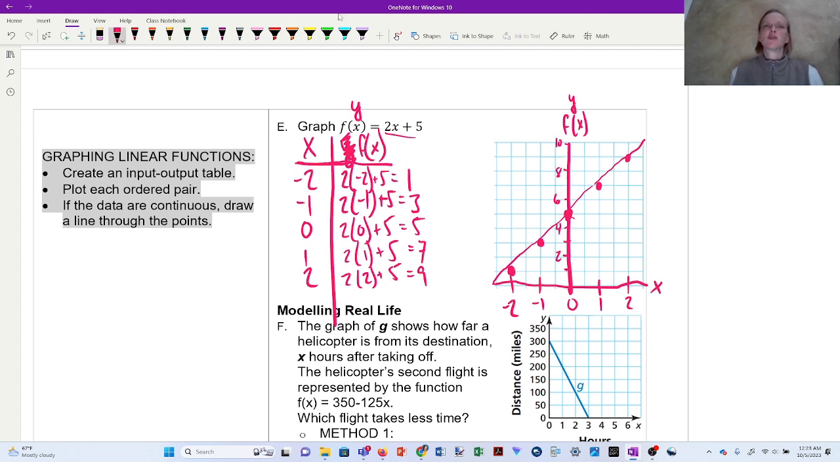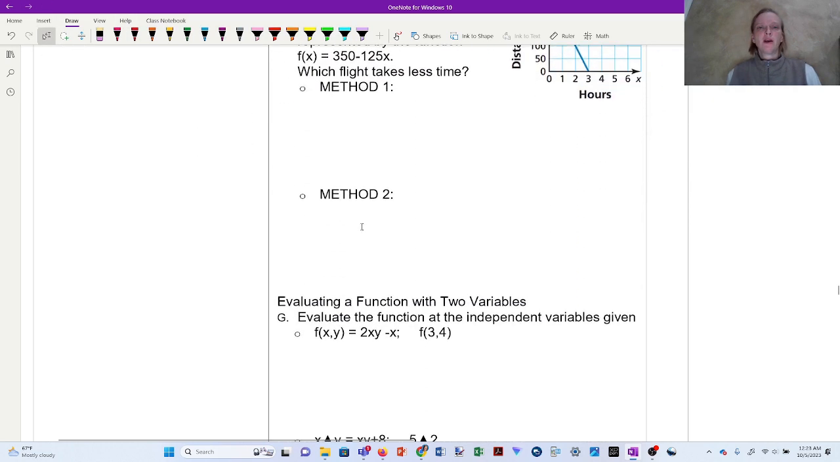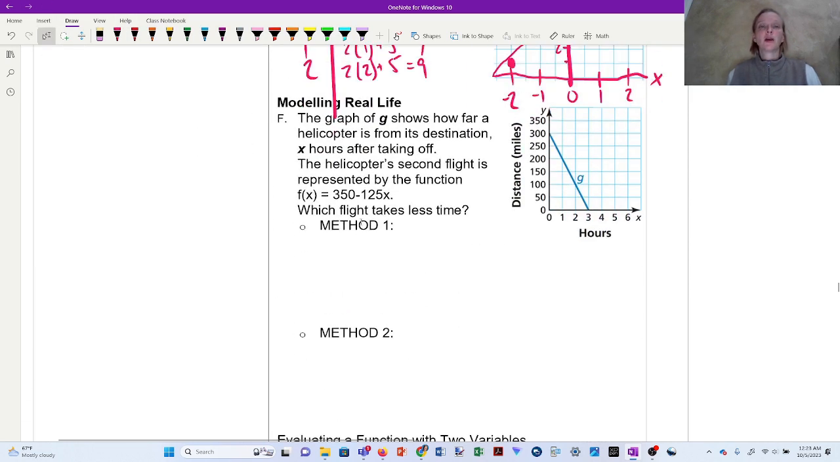So this is the strategy for taking an equation and plotting it on a graph. You can make a data table and get your values of x and y in that way. Let's do one more example. I'm sorry, 2 more examples.